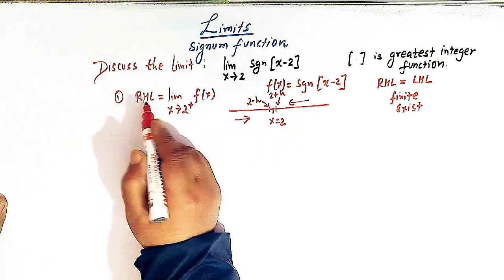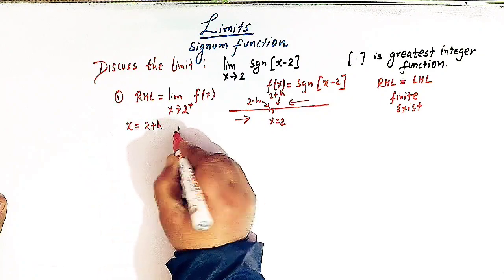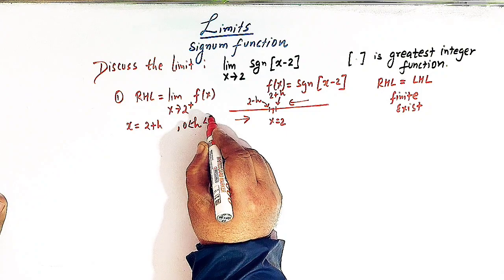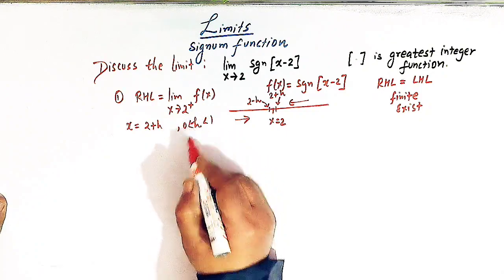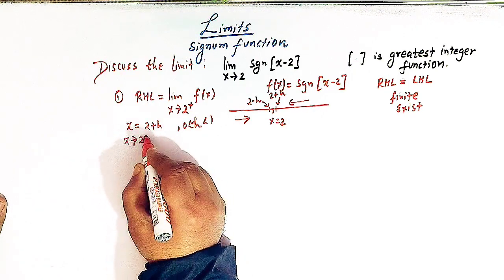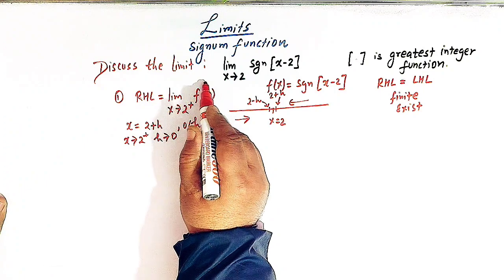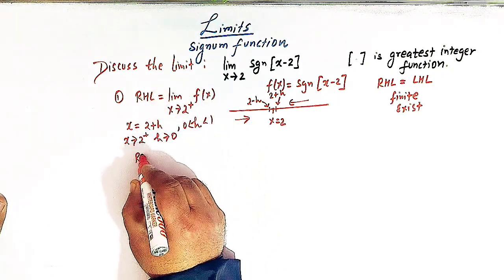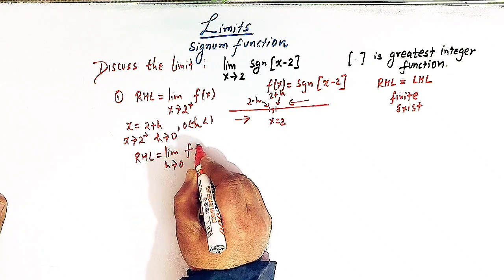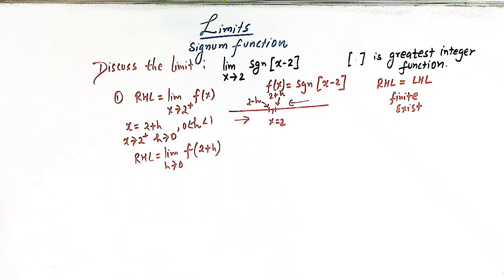So when we calculate the right hand limit, then we take x is equal to 2 plus h, and this quantity h is a positive quantity, and it lies between 0 and 1, and h is infinitesimally very small, right? So when x tends to 2, then obviously h tends to 0. So now we can express this limit in terms of h. So we have limit h tends to 0, and here we have f of x, and x can be replaced by 2 plus h.